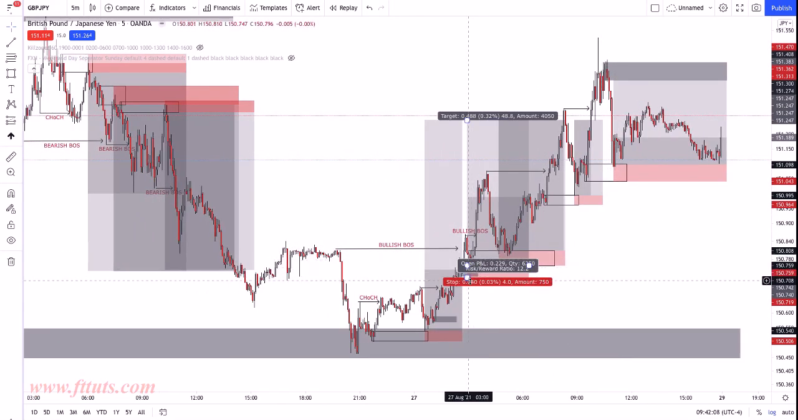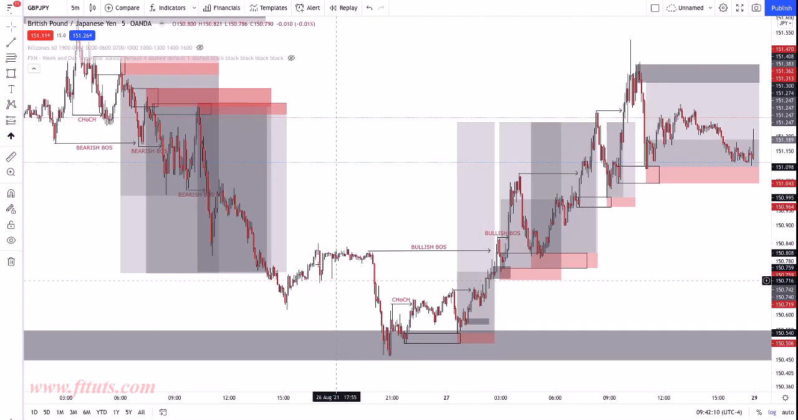This is simply how you'd stack your trades. You'll simply mark out your higher time frame supply and demands, wait and watch how price reacts to the zones. You wait for a change of character. Once you get that change of character, then you mark out your new areas of supply and demand.